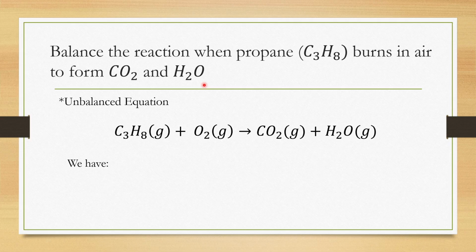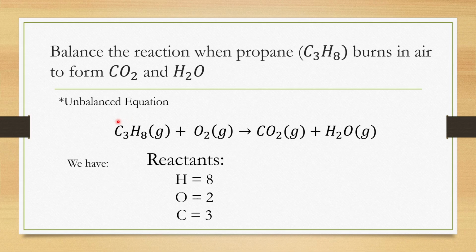So first, we'll start off with the unbalanced chemical equation, which is C3H8 plus O2 yields CO2 and H2O. To balance this equation, we'll start off by balancing the most complex molecule in this reaction, which is propane. In order to balance the equation, we'll count the atoms on the reactant side, and then we'll also count the atoms on the product side. And then we will try to balance the C and the H first.